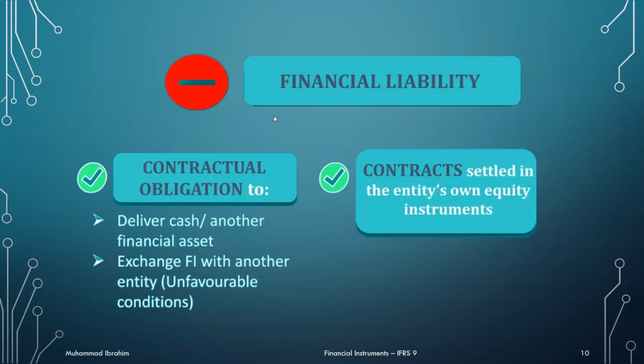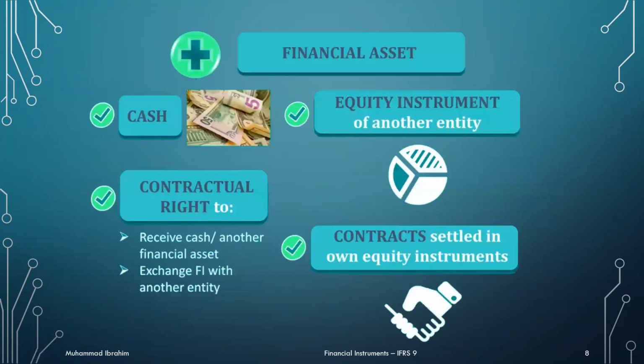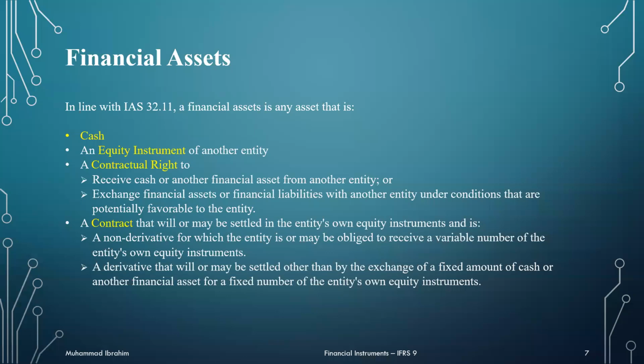Okay, Salman, can you move to the financial asset definition again? Just to be clear. Again, if you see, the financial asset definition clearly says a financial asset is any asset that is cash, or a contractual right. In the second paragraph it says a contractual right to receive cash, but it is also saying cash is also a financial asset. IAS 32 specifically tells you that a financial asset is cash.